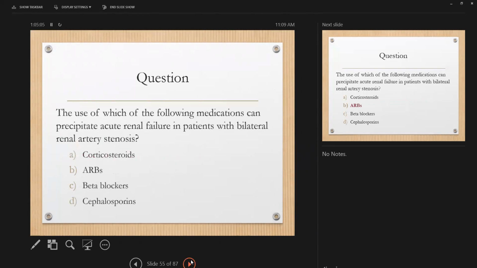Okay. The use of which of the following medications can precipitate acute renal failure in patients with bilateral renal artery stenosis? That's the ARB. Yes. That is the ARB. You are correct. And that one was on boards.